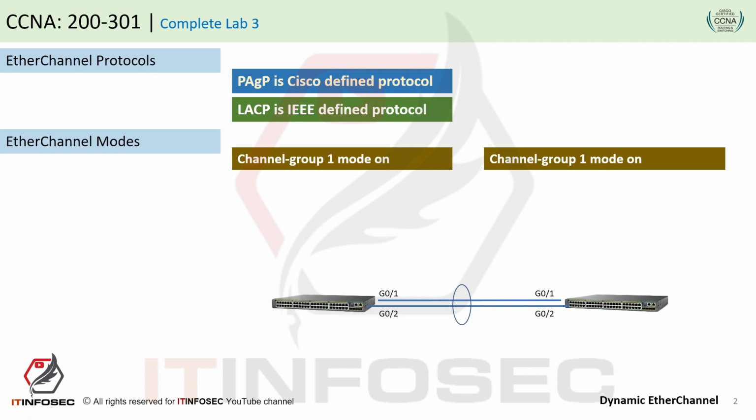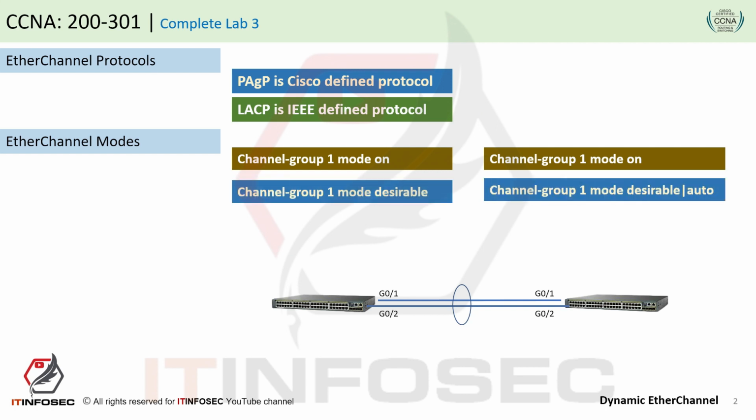But if you want to configure a dynamic EtherChannel by PAgP, on one side you can configure channel-group 1 mode desirable, and the other side must be either desirable or auto, one of them. For example, channel-group 1 mode desirable on both sides, or channel-group 1 mode desirable on one side and mode auto on the other.